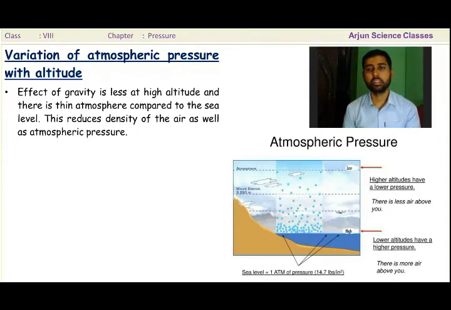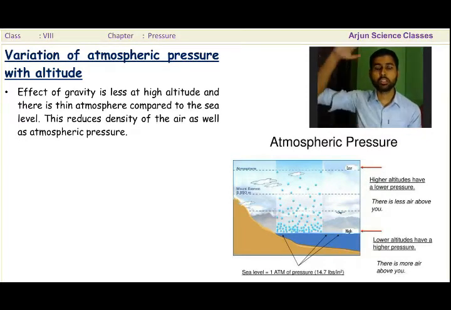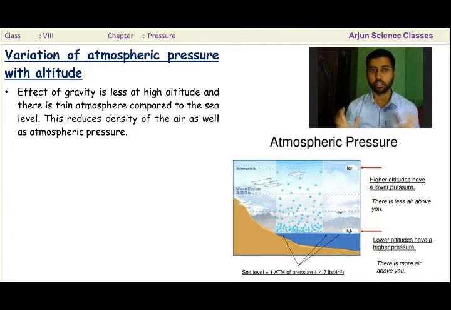Gravity is the force that is exerted by the earth, and the effect of gravity is less at high altitude. As the altitude increases, atmospheric pressure also decreases, and there is a thin atmosphere compared to sea level. This reduces the density of the air as well as atmospheric pressure.